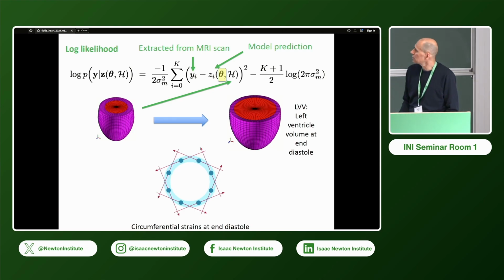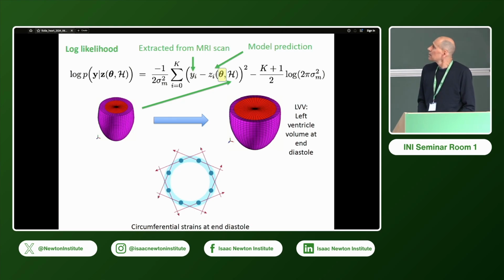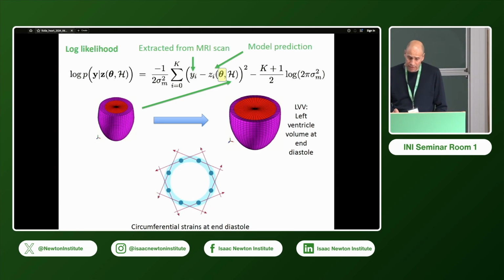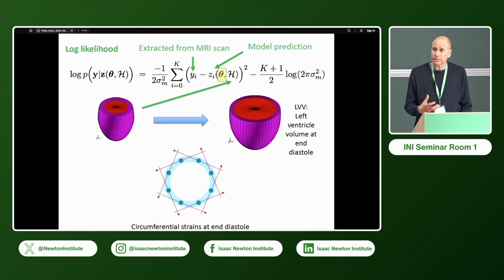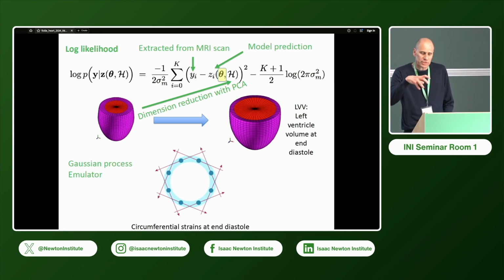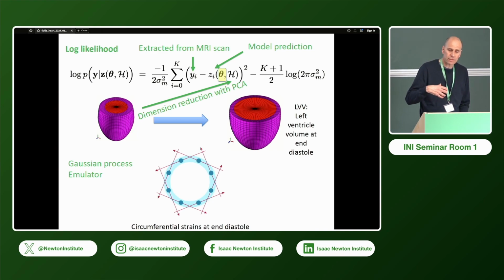To quantify uncertainty, we want to get the whole log likelihood. So here you see the log likelihood under a very simple additive Gaussian noise model. You can generalize that straightforwardly to allow for correlations between the residuals as well. Once you've got the likelihood, that opens the door to Bayesian inference. But you can't use the original model. We will have to build the emulator.